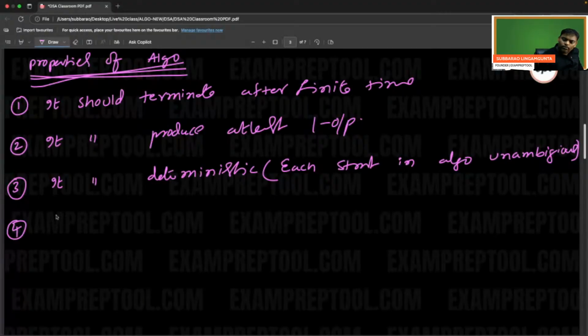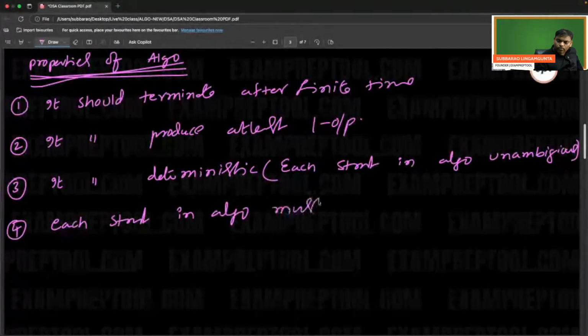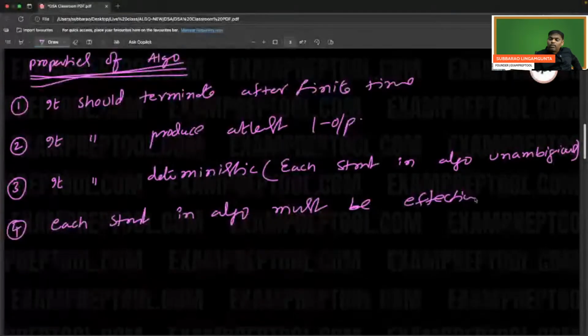Yeah, let me write now. Each statement in algorithm must be effective. Each statement in algorithm must be effective. What is the meaning? This is the meaning.